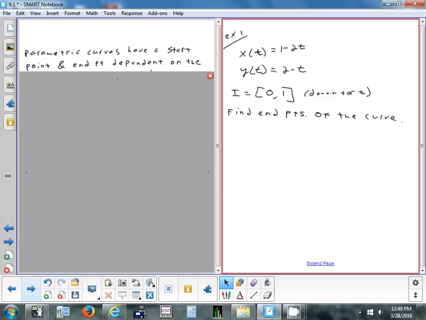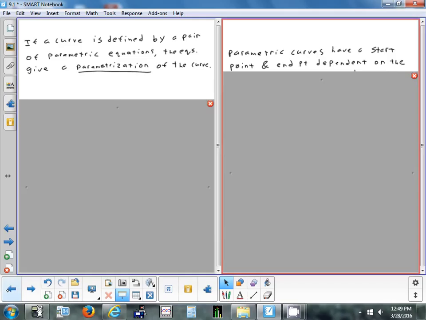Okay? But that's what they are. These are parametric equations. T is your parameter. I is your interval, and you have a low value and a high value. It's kind of like a domain. Right, so we'll come back in a second and practice finding the endpoints of that curve.